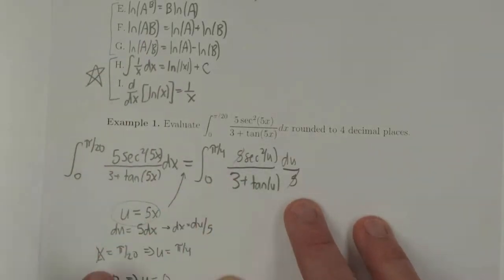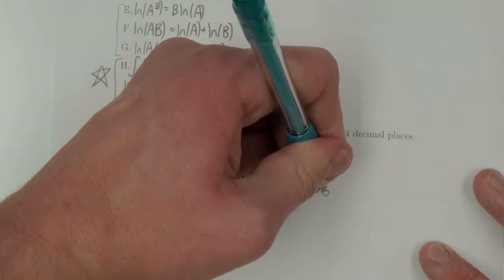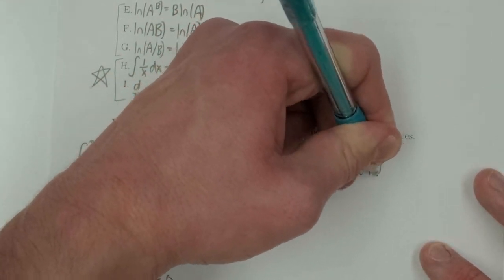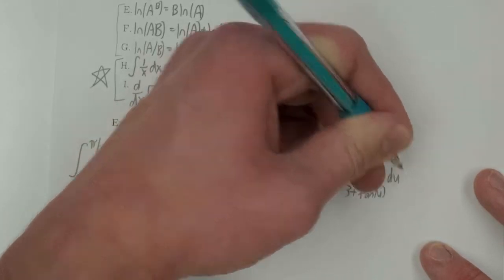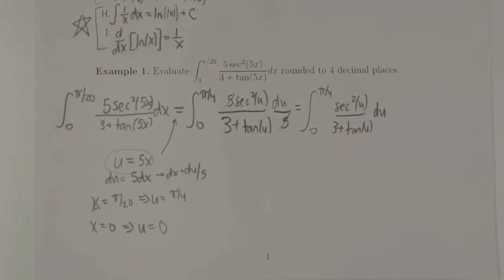So then these 5's cancel each other out. So ultimately, we're just left with the integral from 0 to pi over 4 of secant squared of u over 3 plus tangent of u du. Okay? But then, wait a minute. How do we solve this thing? So, take a look at that. That probably means we need another u substitution. So, what do you think would be a good one here to utilize?